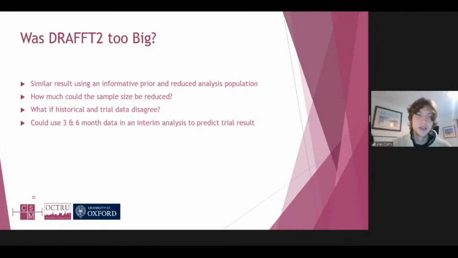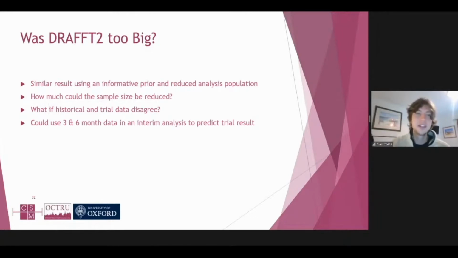A couple of questions still remain, however. How much could the sample size be reduced by? I think that's a case for using the power prior, which auto-calibrates how much weight to give to this historical data, and that's how much data you could take away from the draft 2 trial. And what if the historical data and the trial data disagree?